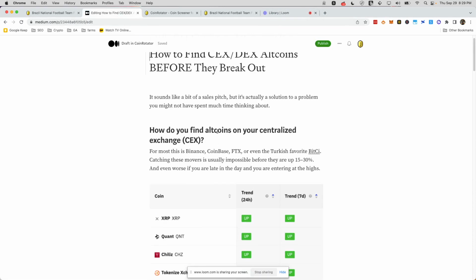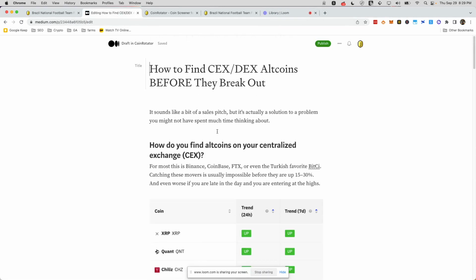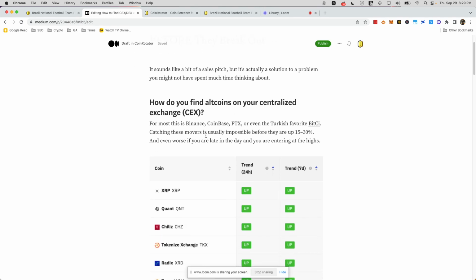Today we're gonna talk about how to find CEX and DEX altcoins before they break out. You probably already know, but I'll just say it anyways. CEX is centralized exchanges like Binance, FTX, and the Turkish exchange BtcTurk, and DEX altcoins, which are decentralized exchanges like SushiSwap and PancakeSwap. We'll get to that in a bit. So exactly how do you find altcoins on your exchange?